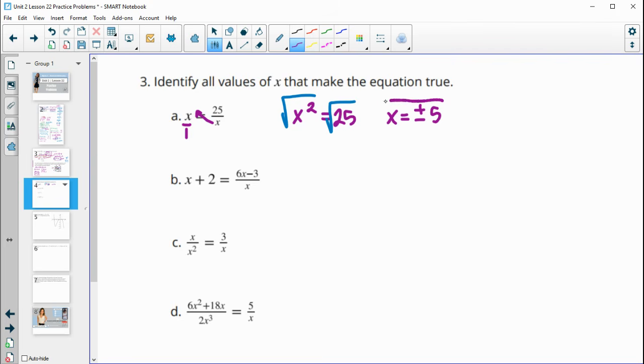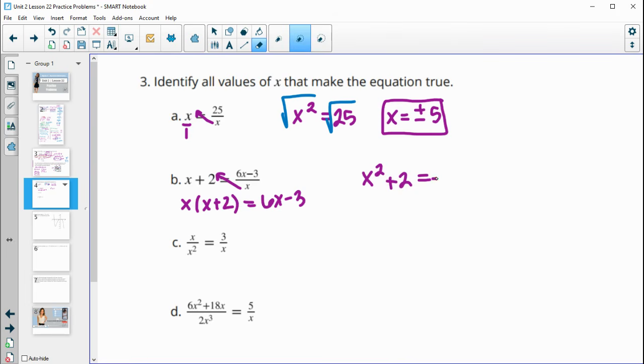Neither of them make the denominator 0. So they are both solutions. So we'll multiply this x up here. So we're going to get x times x plus 2 is equal to 6x minus 3. So x times x is x squared. x times 2 is 2x. And then we have equals, whoops, I did not put the x. All right, so then equals 6x minus 3.